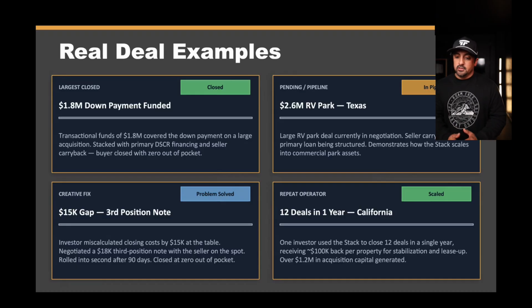Having good communication with your seller, having them totally understand the transaction, is crucial for things like this, being able to adjust and pivot when necessary.